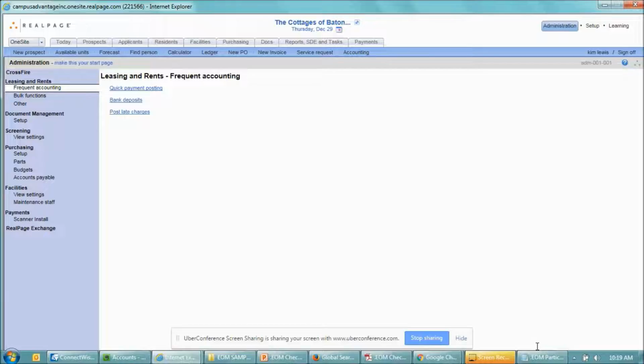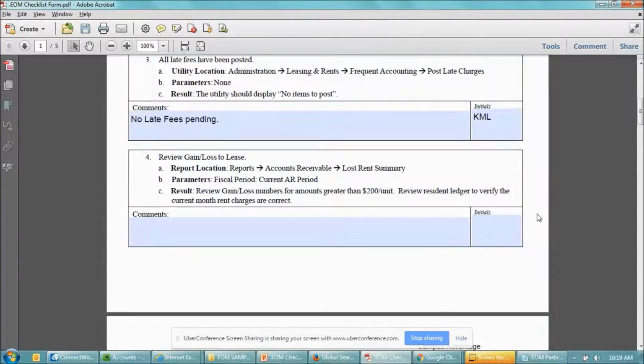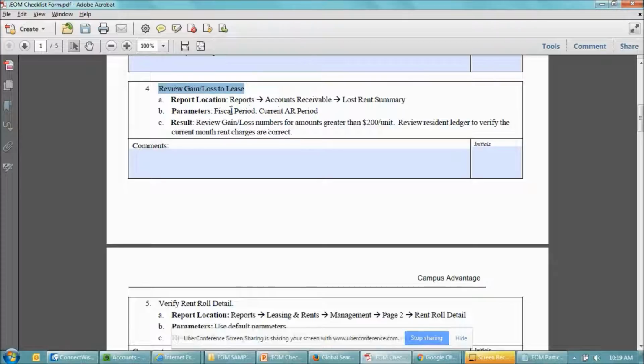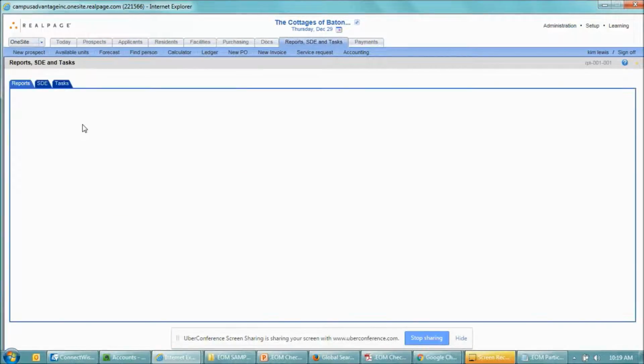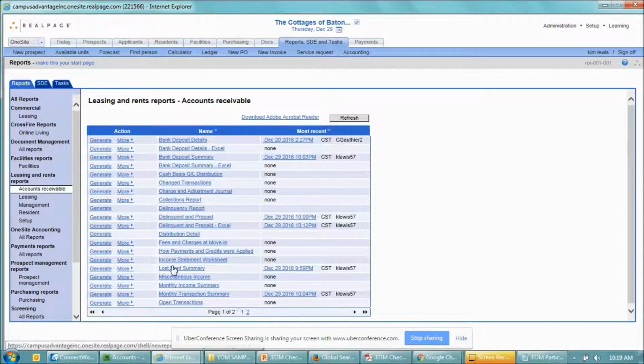So we're going to hit cancel, and then back on our checklist, I say no late fees pending. And initial that one. All right, so that one's good. Back to a report. Our next step, box number 4, is to review the gain loss to lease. That one is found in the lost rent summary report. And so that is going to be reports, accounts receivable, and then our lost rent summary.